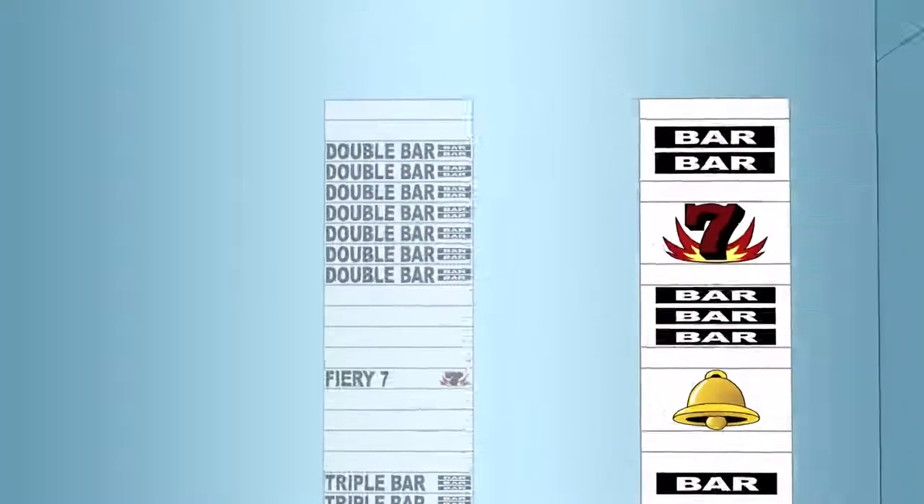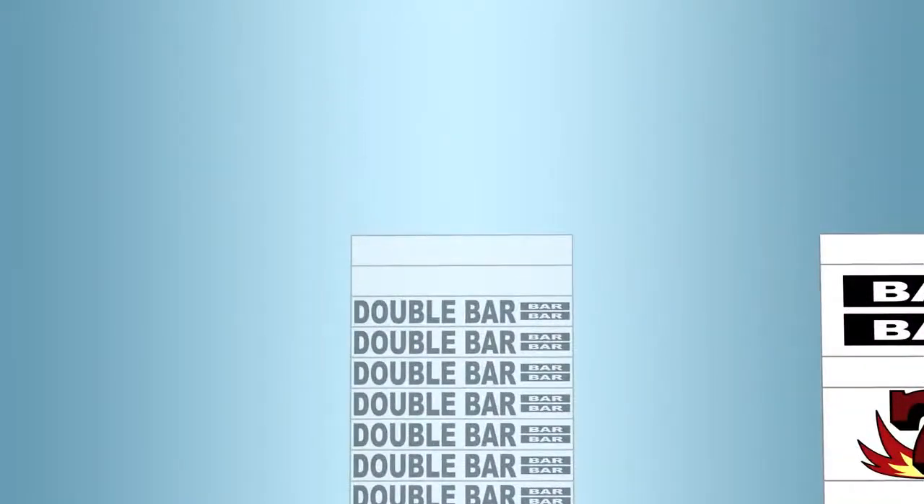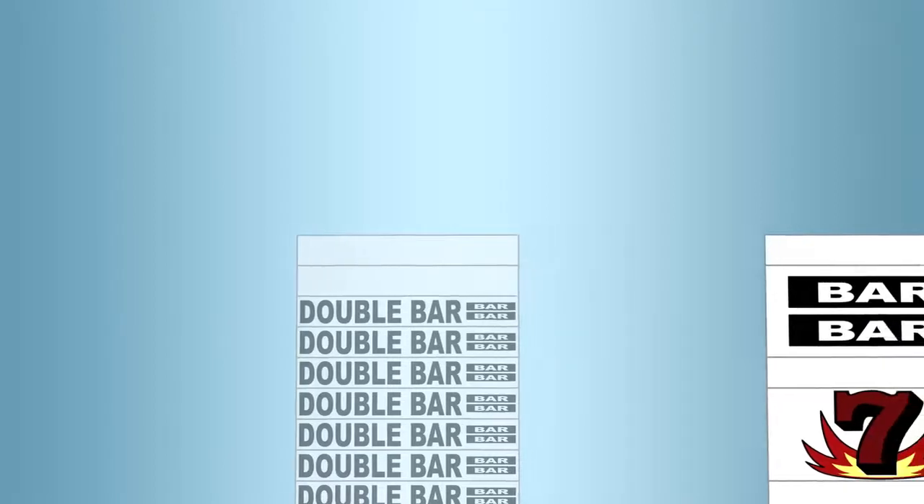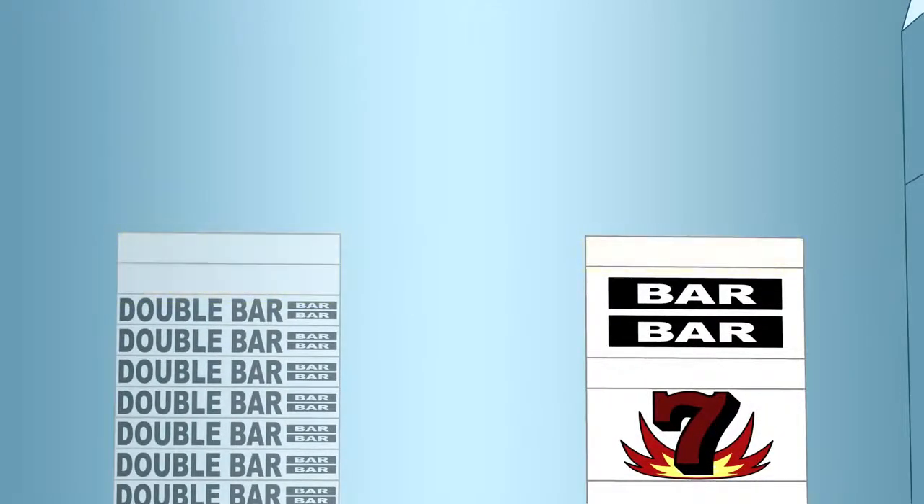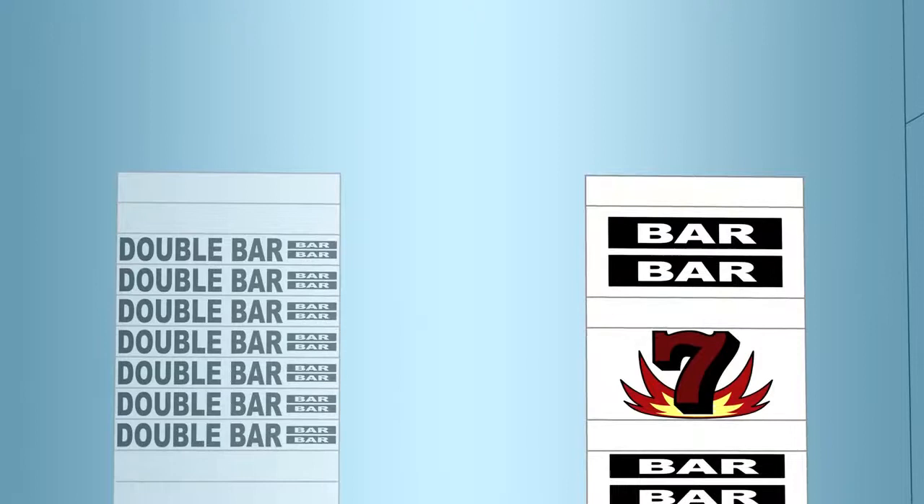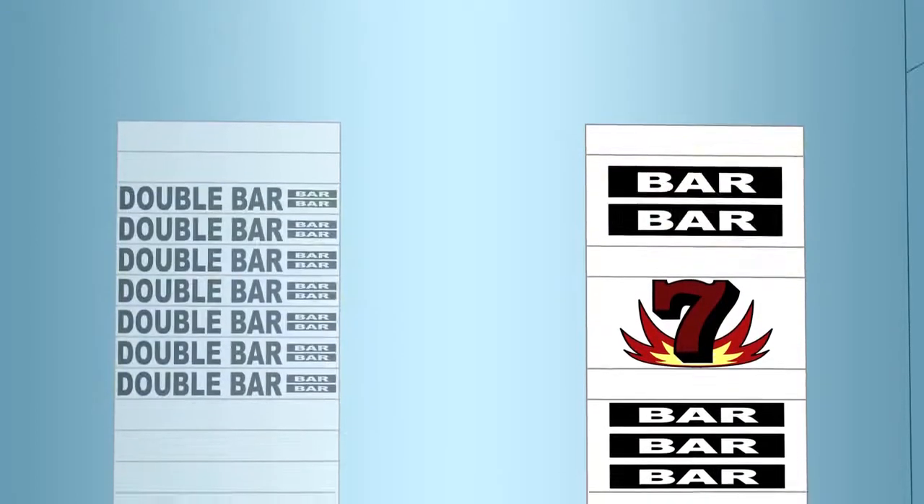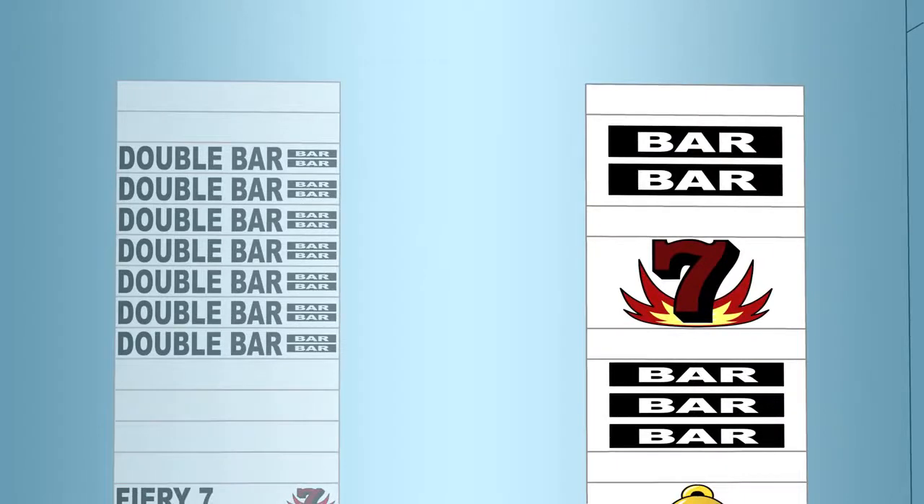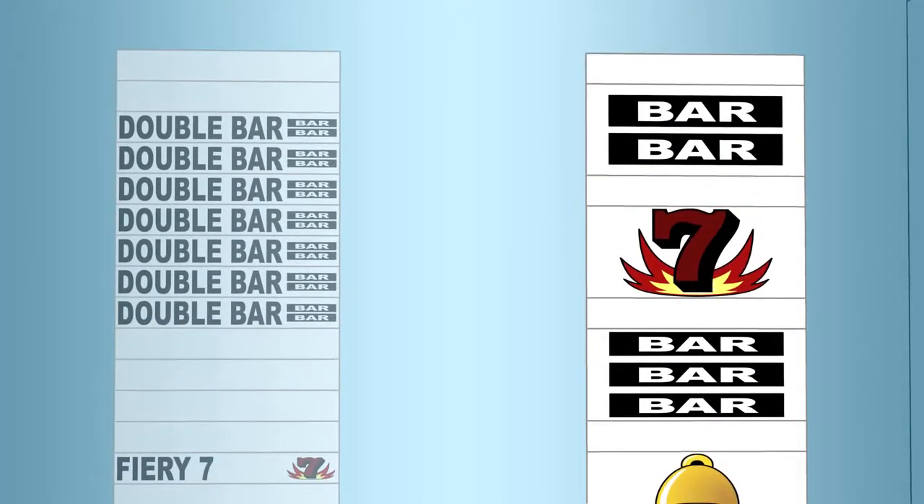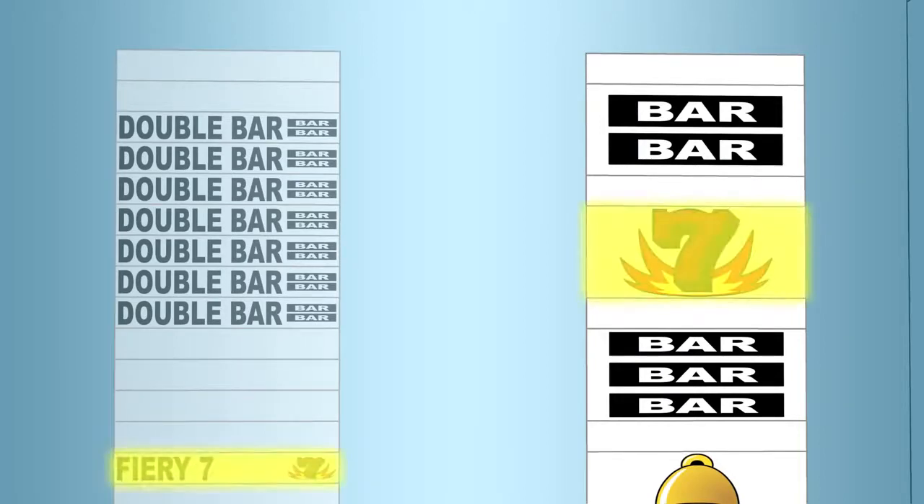At the top of this virtual reel, we see 2 blank spaces. Both of these blank spaces correspond to the blank space in stopping position 1 of the physical reel. The 7 double bars correspond to the double bar in stopping position 2. The 4 blank spaces correspond to the blank space in stopping position 3. The high-paying fiery 7 corresponds to the fiery 7 symbol in stopping position 4, and so on.